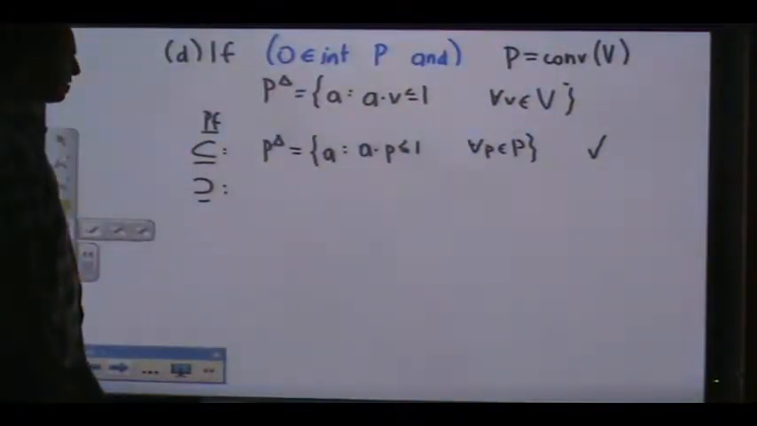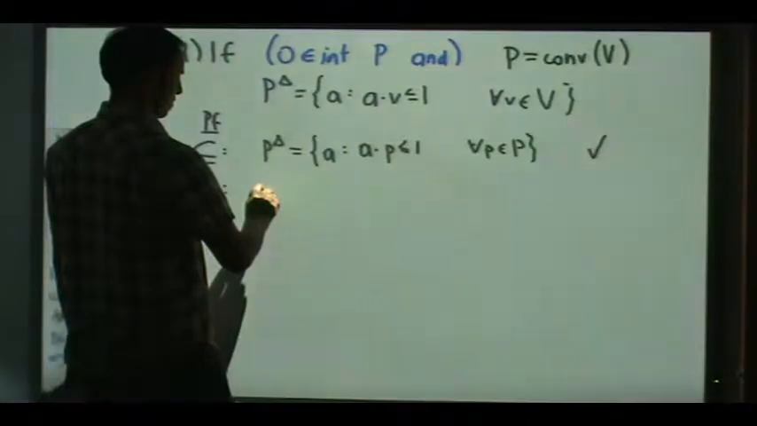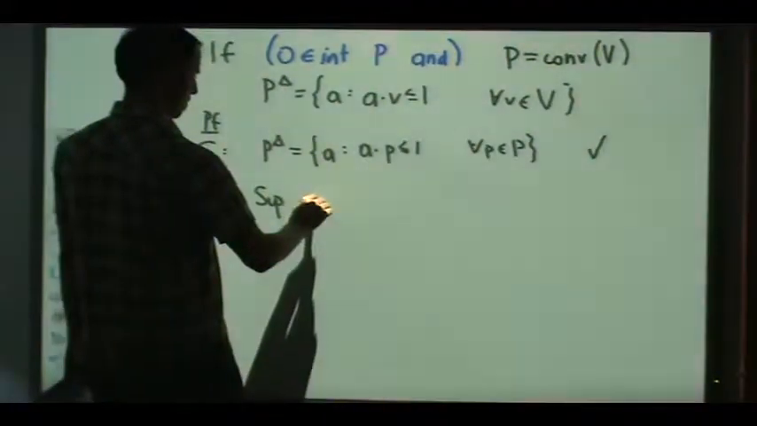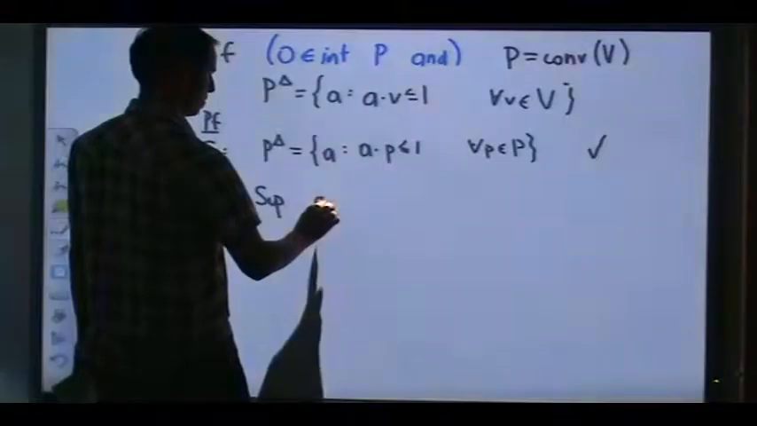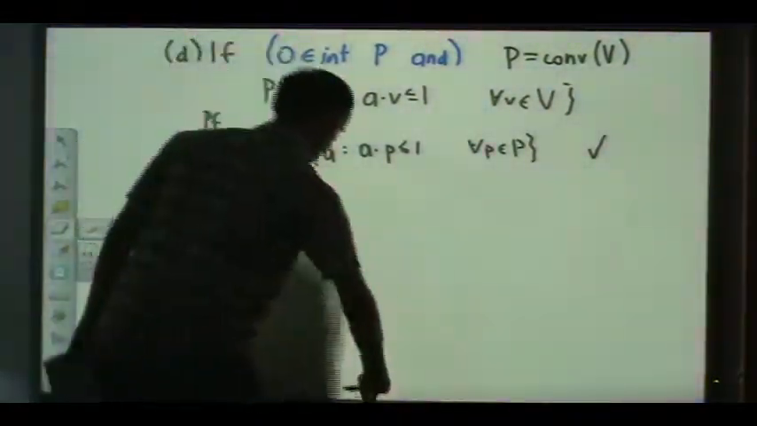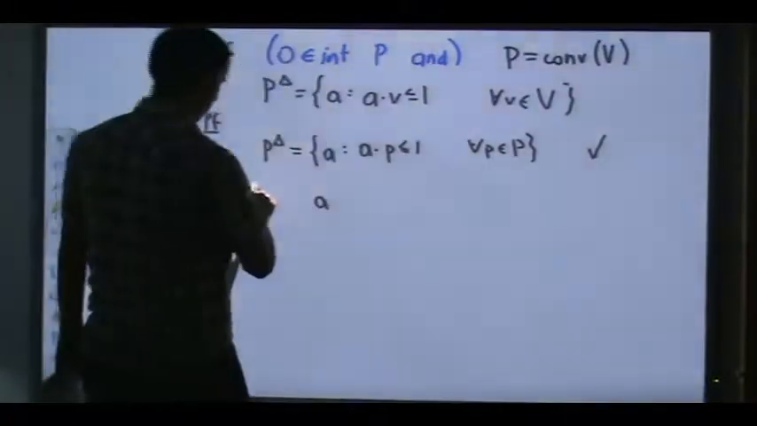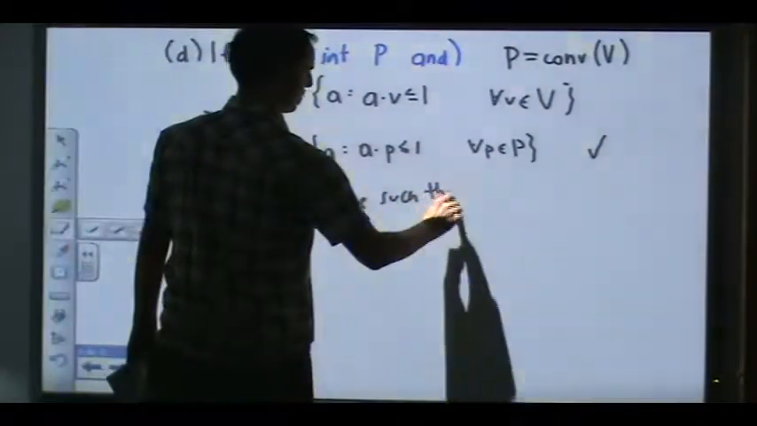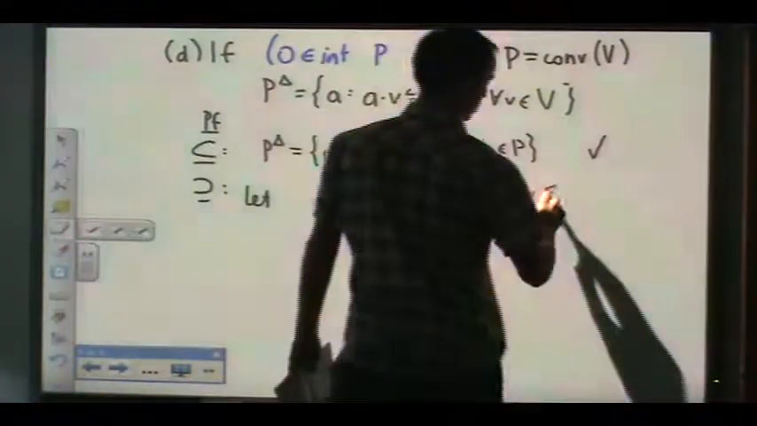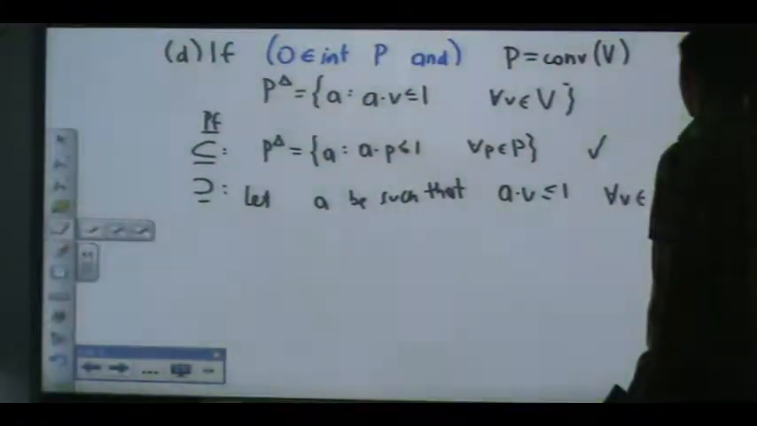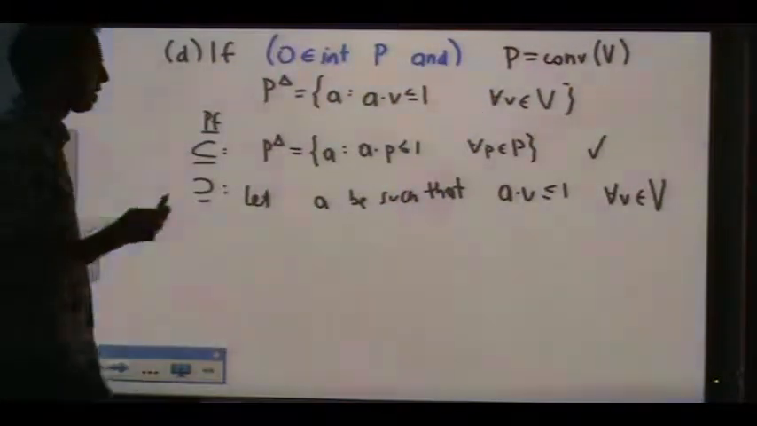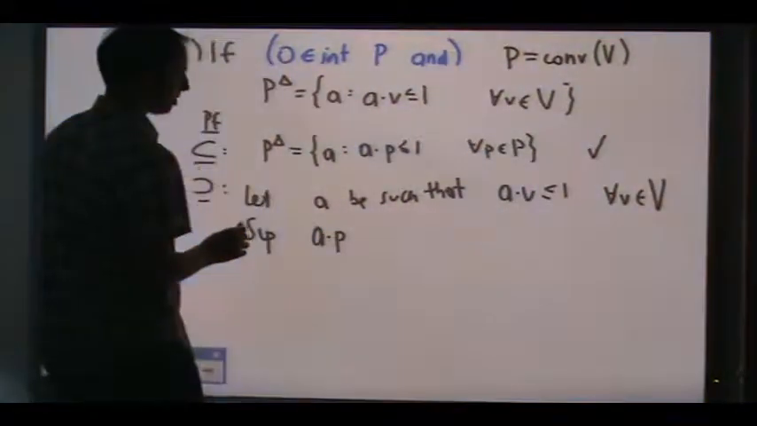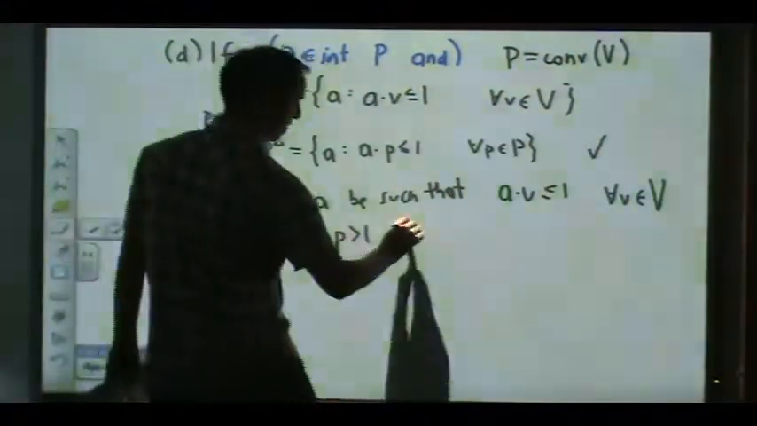Now for this direction, let's suppose that it's not true. So let's suppose that we have a point A such that A dot V is less than or equal to 1 for all V in V. And suppose that A dot P is greater than 1 for some point P in the polytope.